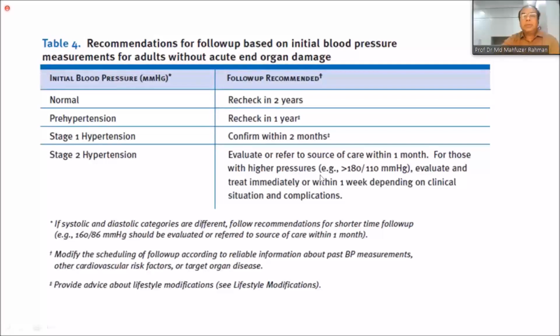And for the patient having blood pressure more than 180 systolic and diastolic more than 110, evaluate and treat immediately or within 1 week, depending on the clinical scenario and also the presence of complications. So this is a very important slide for follow-up, based on initial blood pressure measurement for adults without acute target organ damage.